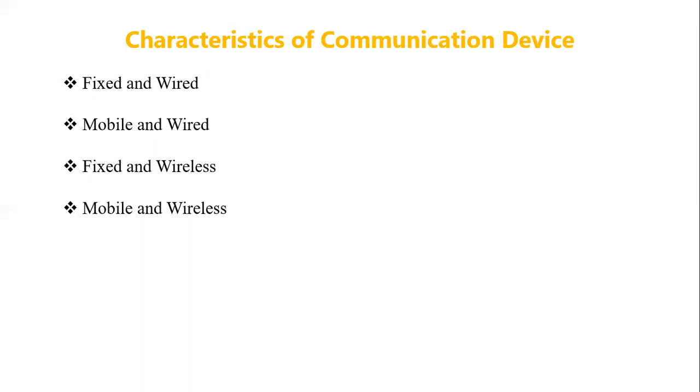So such devices come under fixed and wireless. And the fourth one is mobile and wireless. This is the most interesting thing. Here the device is movable, and also it is wireless. There is no wire. The device is movable, and it communicates using wireless networks. All the mobile phones, the gadgets like mobile phones, all these things come under this category, mobile and wireless. So this is how the wireless networks are characterized.